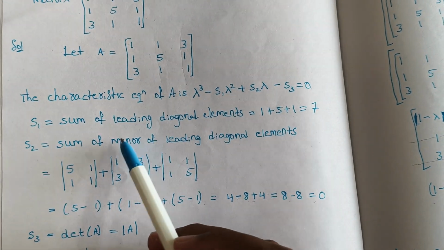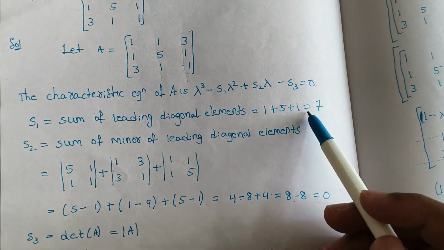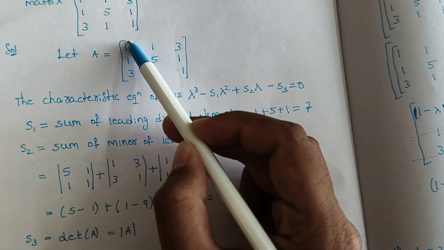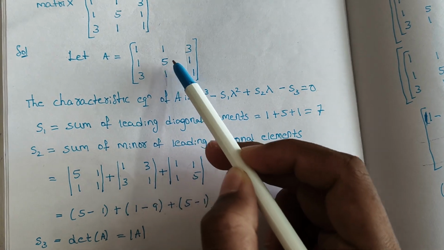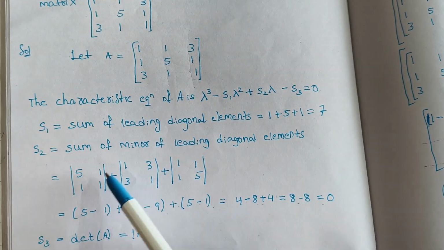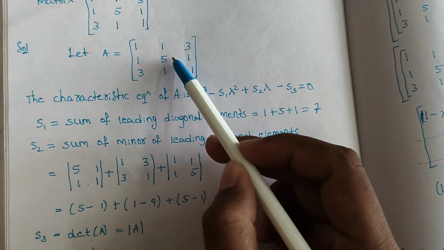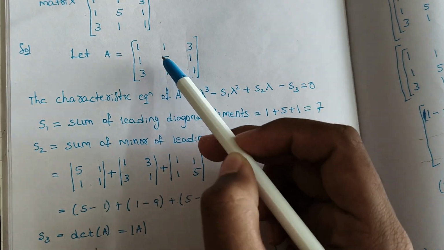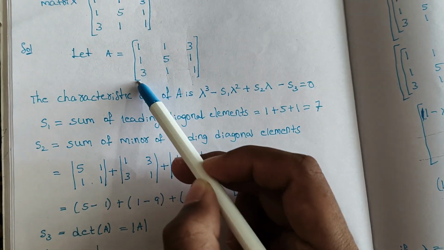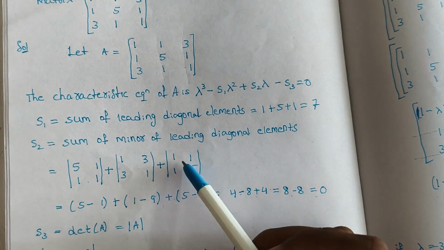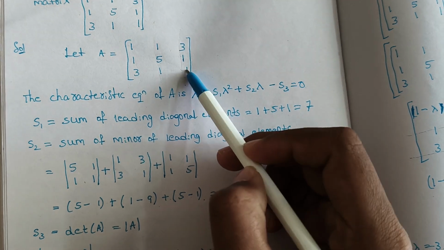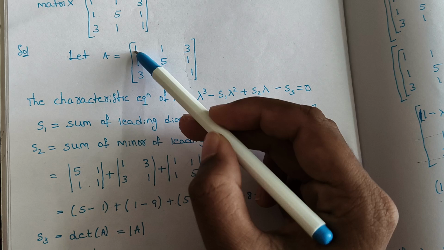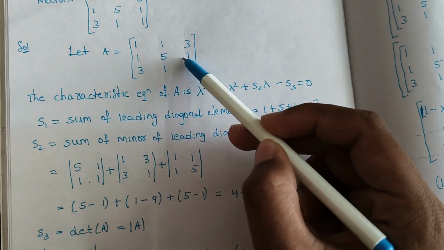S2 is equal to the sum of minors of leading diagonal elements. This is the diagonal element. We have to leave this row and this column and write these things 5, 1, 1, 1. Then again plus, this is the diagonal element. Leave this row, this column and write remaining things 1, 3, 3, 1. Then plus, the third diagonal element. Leave this row, this column. Then write these things 1, 1, 1, 5.